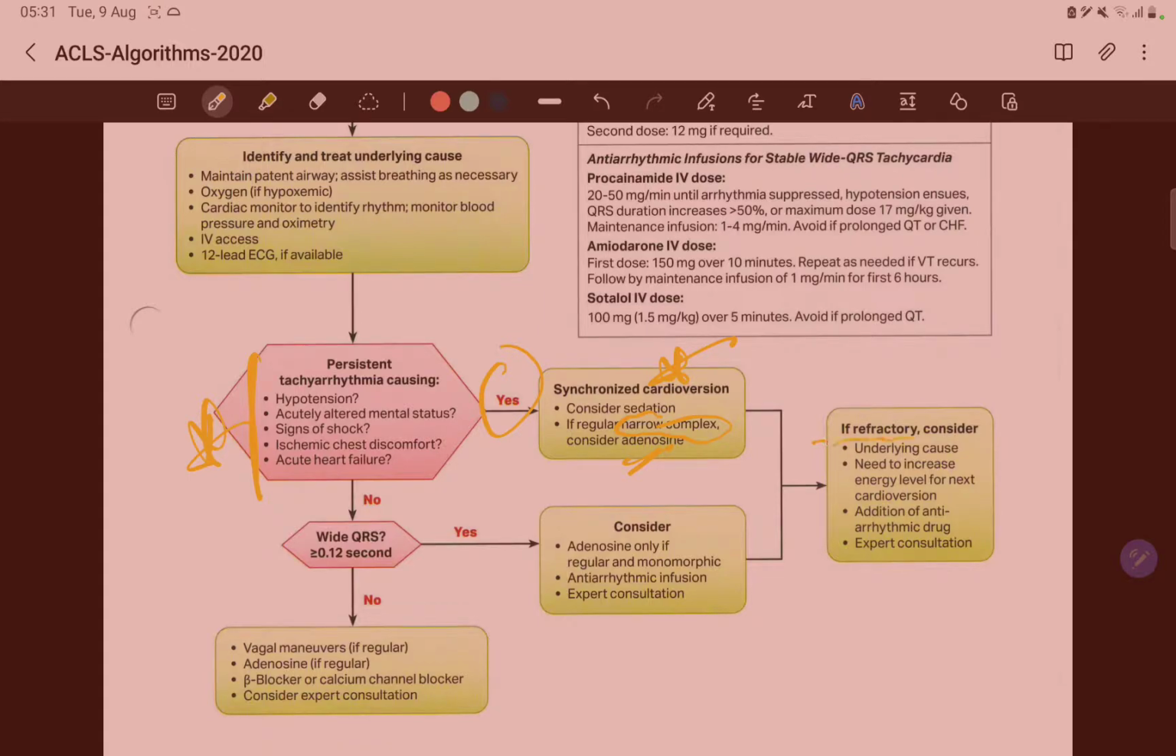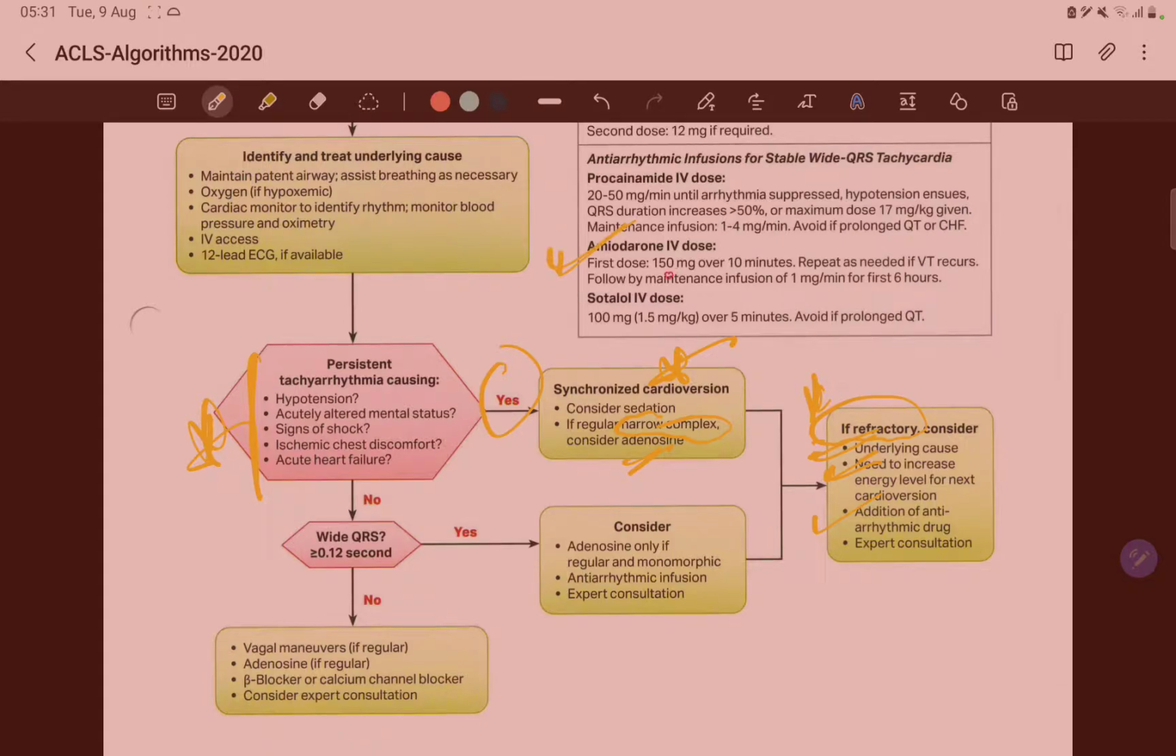If it is refractory, not acting properly, now we try to find the underlying causes. Okay, there will be a need for increasing the energy of the cardioversion, and then if it is not working, we can give 12 milligram adenosine. Okay, and we can add some antiarrhythmics, but basically we don't add now. But if we add amiodarone.